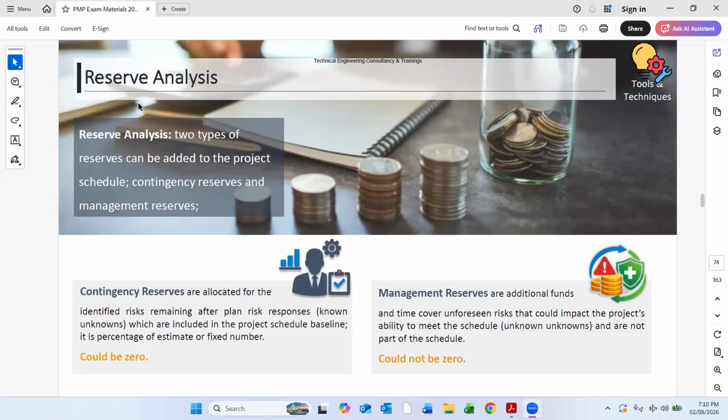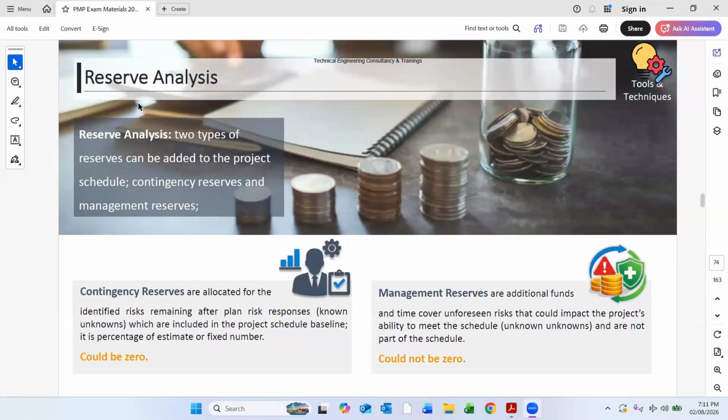what is actually a contingency reserve? Contingency reserves are allocated for the identified risks remaining after planned risk response, known and unknown, which are included in the project schedule baseline. It is a percentage of the estimate or a fixed number. So it means in contingency reserves we have identified risk remaining after planned risk response. It means if we have a planned risk, the remaining part, which we don't fully know, is known but also unknown to us. We keep it as a contingency reserve in our baseline program, right?